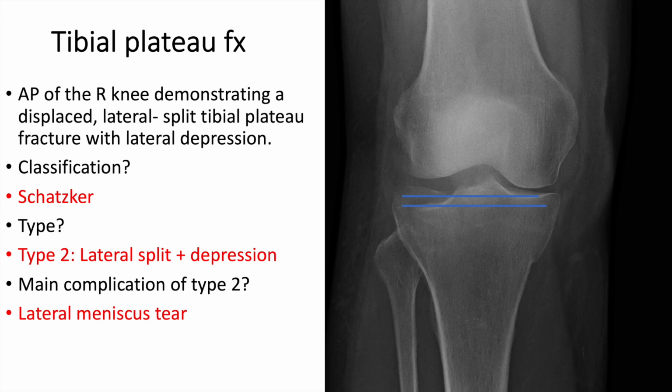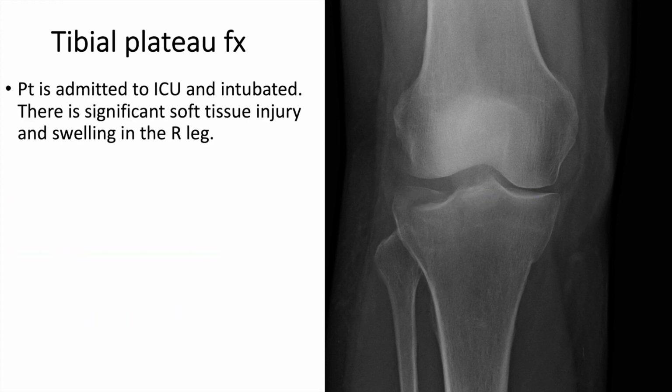All right, so here's the disease course. So patient is admitted to the ICU and intubated. There is significant soft tissue injury and swelling in the right leg. So what's your best next step now? Patient still has the fracture. You want to put an X-fix on, right? Because I said there's significant soft tissue injury and there's swelling, all right? So if you have swelling, you won't be able to close the skin or the soft tissues after you finish the operation.